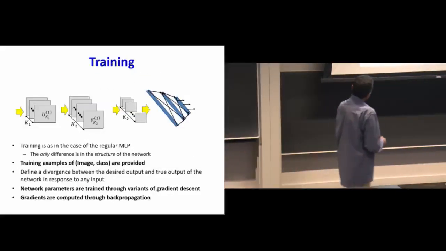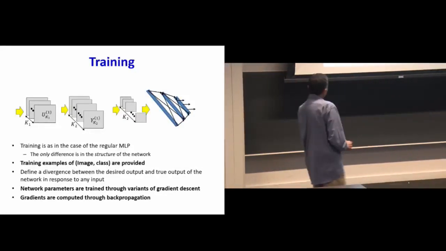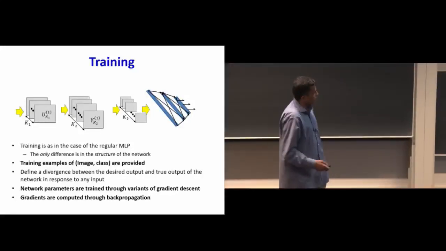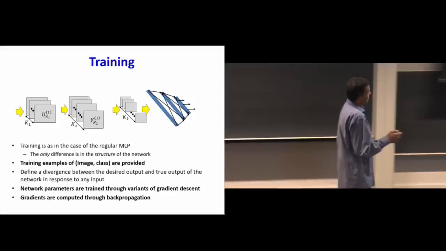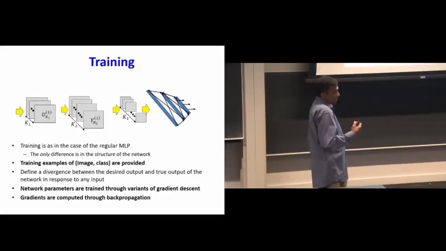Here's what we can do. The training is just as in the case of a regular MLP. The only difference is in the structure of the network. So you'd have some training examples, images and their class labels, exactly as before. You'd define a divergence between the desired output and the true output of the network. And the network parameters are trained using backprop.